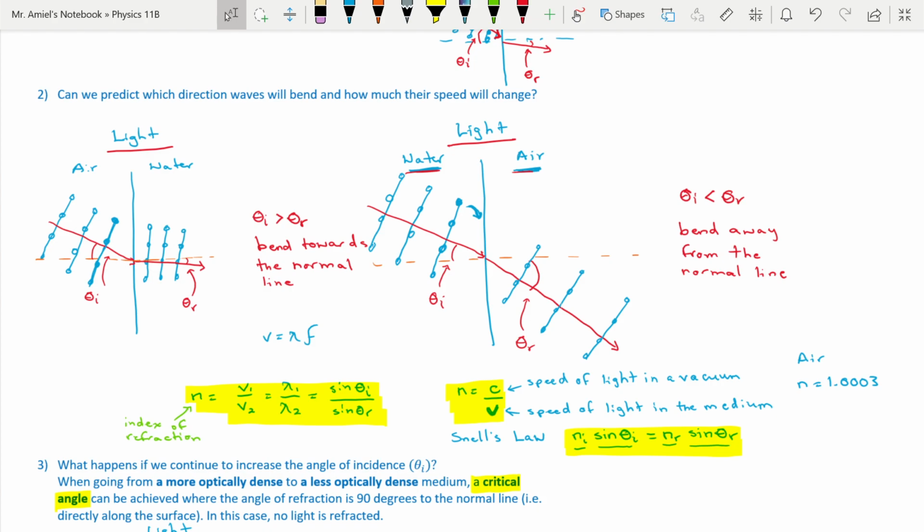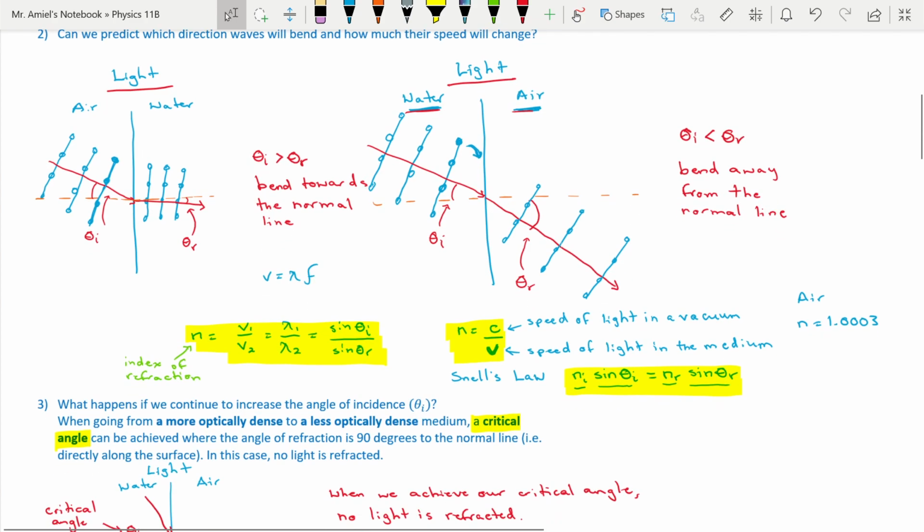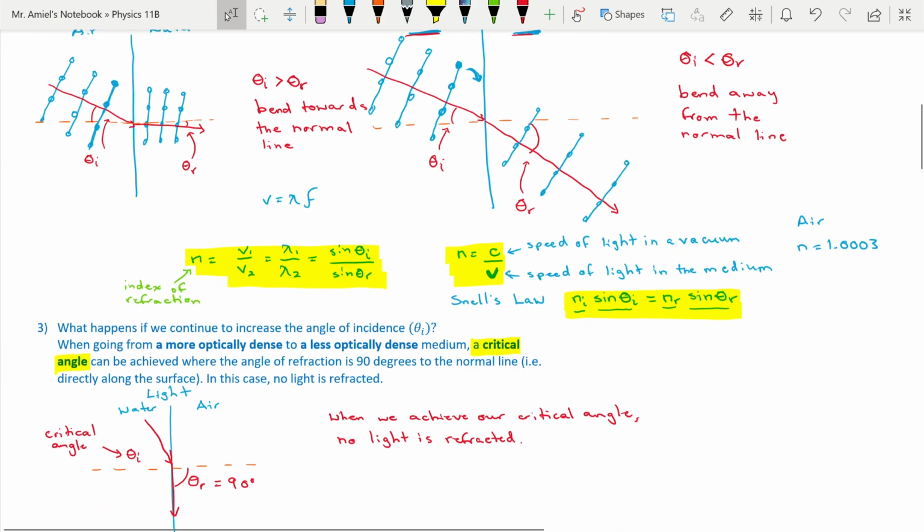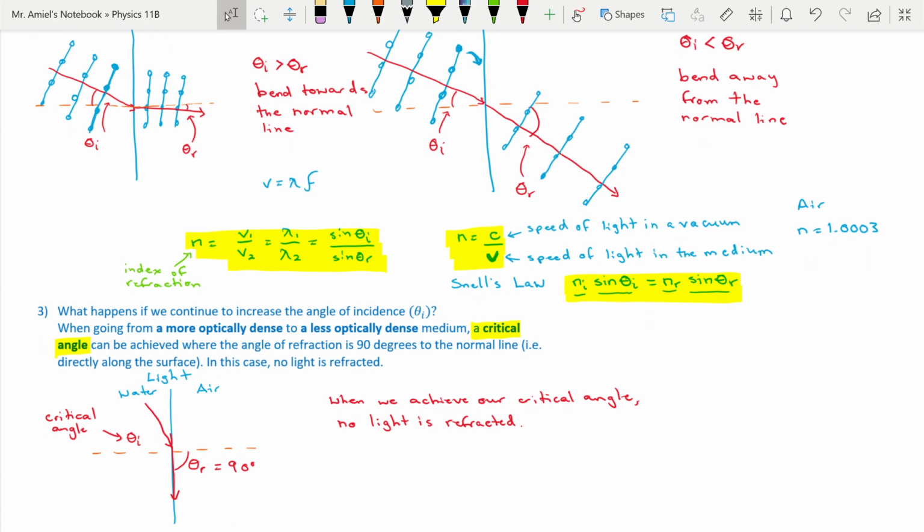Or if we're going from a more dense to a less dense medium, we're going to bend away from the normal line, and we're going to have an angle of incidence that is less than our angle of refraction. We also had a look at these handy relationships that we're going to be able to use.